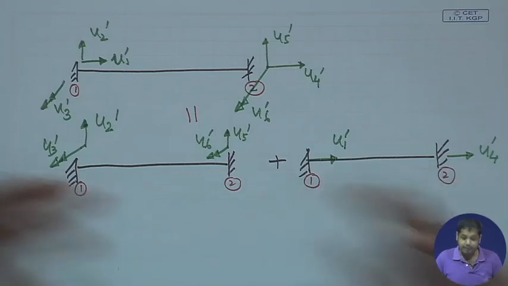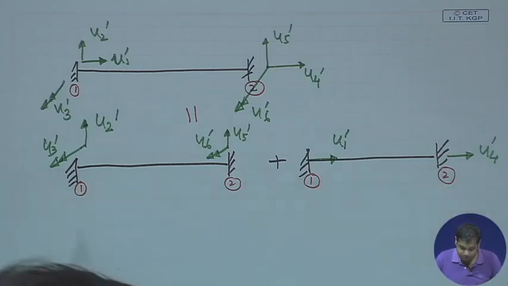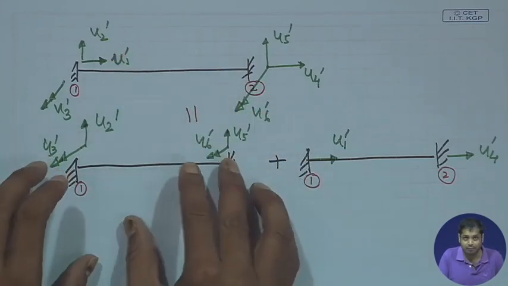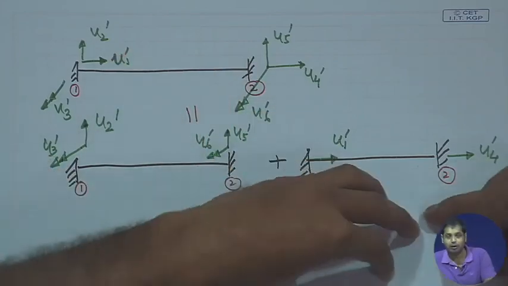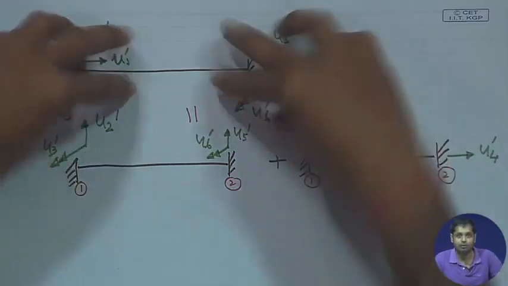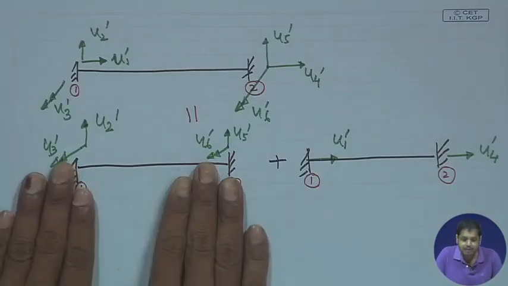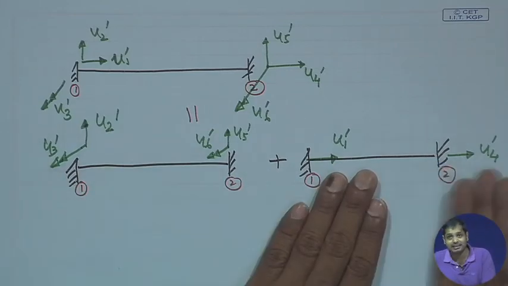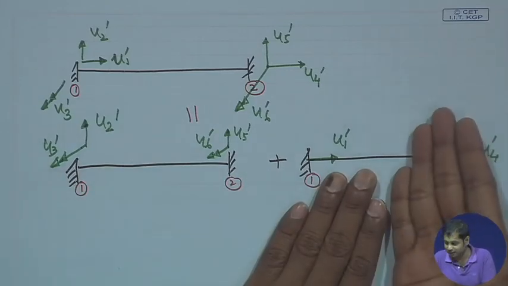So, since linear superposition is allowed here, the beam undergoing this deformation plus this deformation gives you the total deformation. Now, for this we have just now obtained the stiffness matrix, and for this it is very similar to truss. We know what the stiffness matrix is.